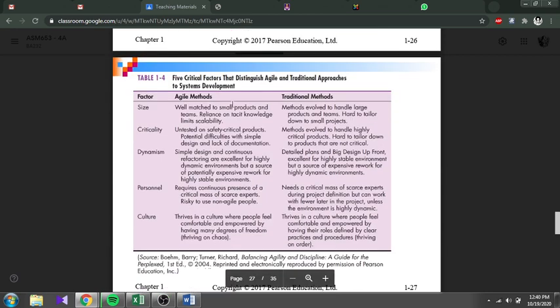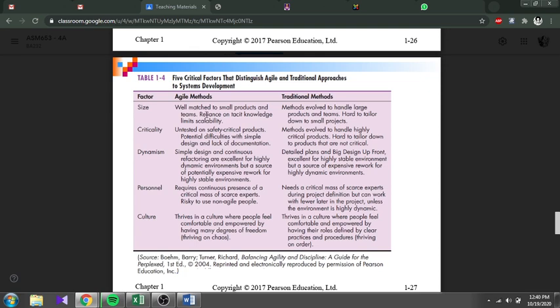Alright, five critical factors that distinguish Agile and traditional approaches to system development are size, criticality, dynamism, personnel, and culture. So this one we have 1, 2, 3, 4, 5. These things differentiate Agile from the traditional method.